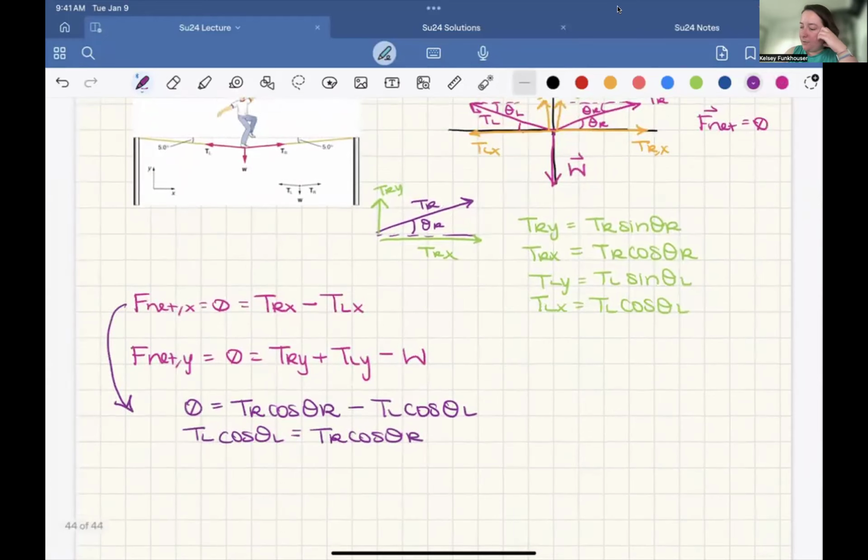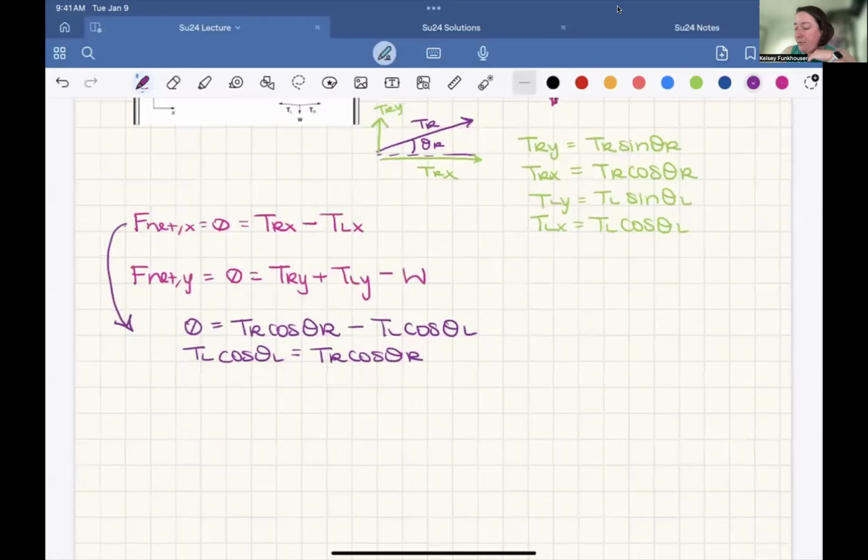There's something else we can get from the diagram they gave us. The angle here is 5 degrees for both of them. So theta_R equals theta_L, which means we can actually cancel out these cosines because they're the same and both terms are multiplied by them. So goodbye cosine. And what we find is that the tension to the left is equal to the tension to the right. That doesn't tell us what the tension is, but it does simplify things for the next equation. So let's do that one.